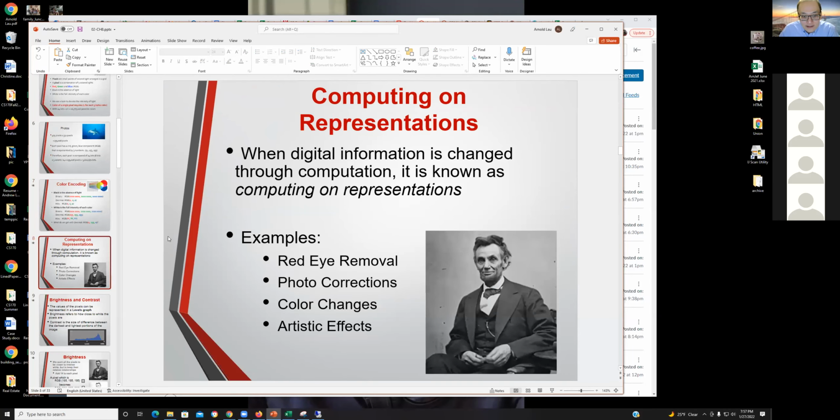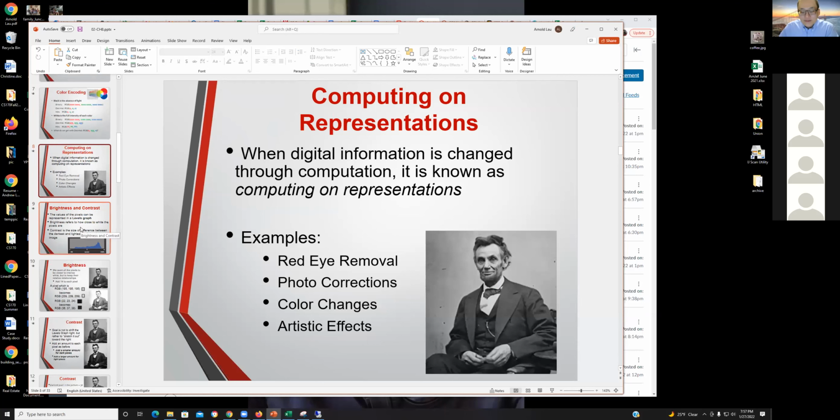So we went through how each of these pixels, you add up all these pixels and they become a picture, right? And it's these combinations of these different colors here, right?